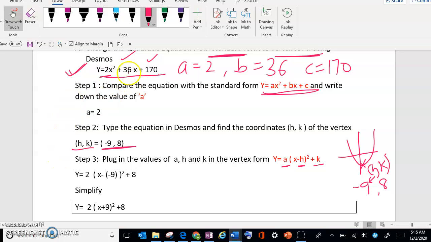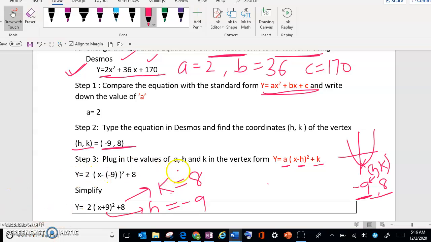What is the advantage of changing from the standard to the vertex form? From the vertex form, you can directly find out that this is the k, and the opposite of the number inside is your h. So this is +9, h is -9, and k is just the number written there. So the vertex of the parabola is (-9, 8).